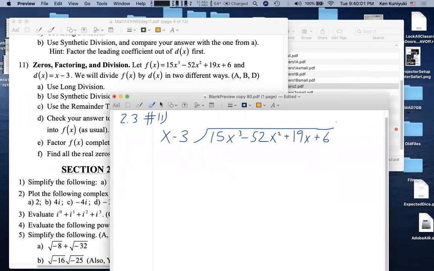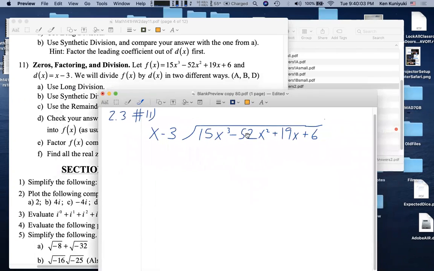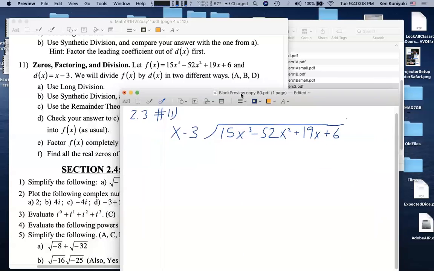Okay, so we're doing long division here. We're dividing a third degree by the first degree. The divisor goes on the outside. The dividend goes on the inside. All right.